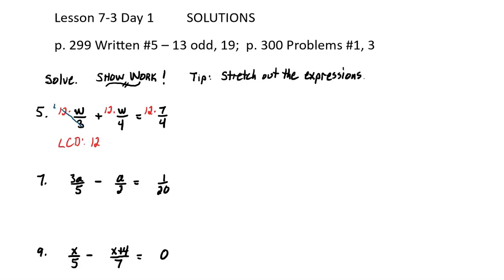12 over 3 reduces to a 4, and so this is 4 times w, which is 4w. 12 over 4 reduces to a 3, and in front of that 3 there's a plus sign. This makes plus 3w. Now on the right side of the equals, 12 over 4 reduces to 3, and 3 times 7 is 21. Look what we created. We created an equation that doesn't have any fractions. So this is way simpler looking than that original equation. 4w plus 3w makes 7w, and 7 times 3 is 21, therefore w is equal to 3.